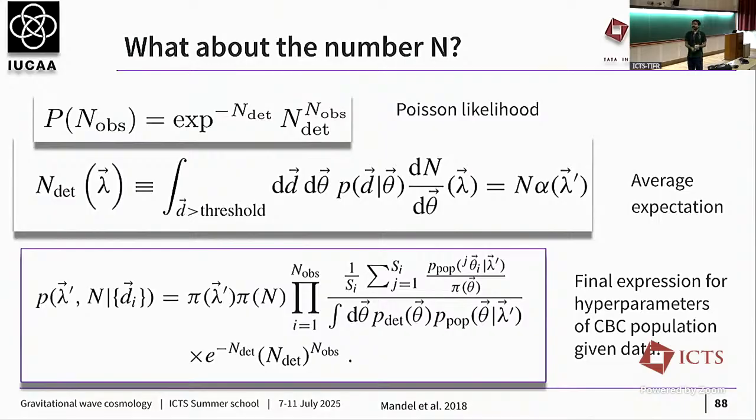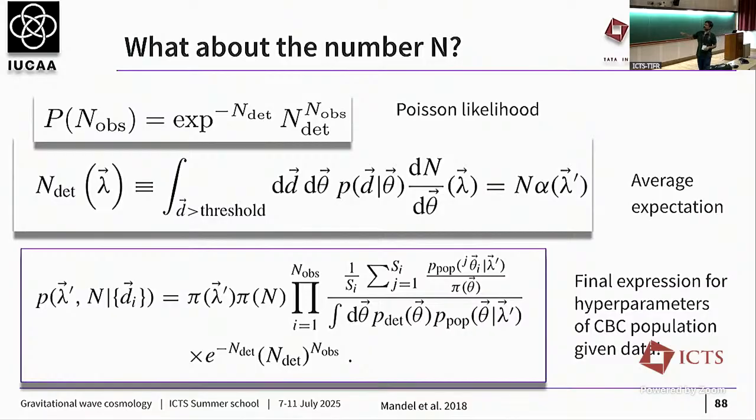So you expect some N number of events to be seen. And that N will not be an integer, maybe 3.5 per day, or maybe 1.5 per week. These kinds of non-integral numbers you will get. But in reality, you will observe only an integral number of events. And so this will be distributed like a Poisson likelihood, N_obs given the number of detections that you expect. That is just e to the minus the mean number of events that you expect, and then the mean number raised to the power N_obs. Okay?